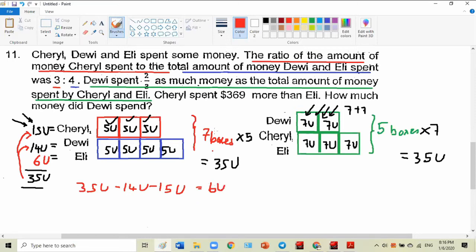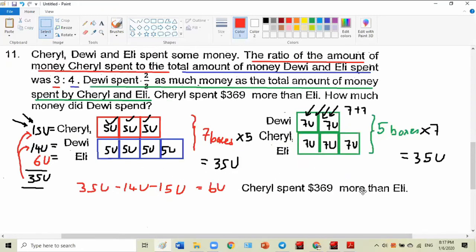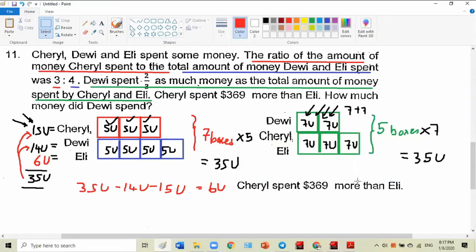So we know how they spend their money. Cheryl spent more than Ellie. I'm sure we can do it already, but let me just finish. I know you're all very good. So Cheryl minus the Ellie money is how many units? 1 unit. Cheryl is 15 units.